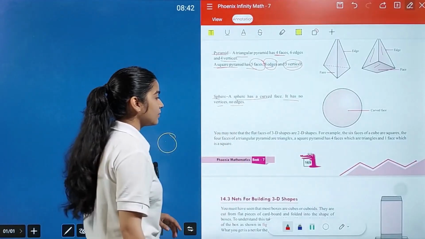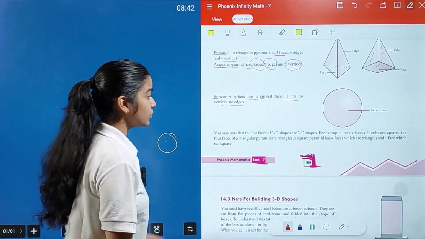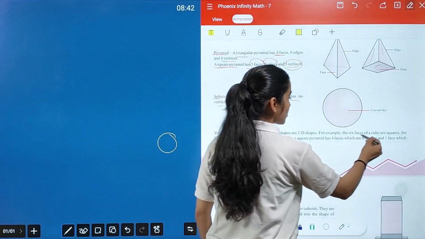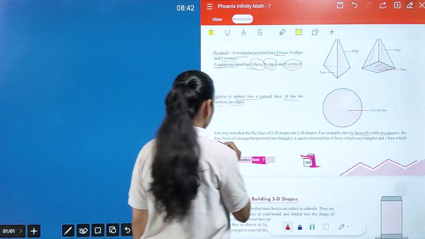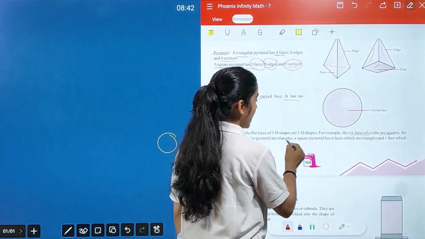You may know that the flat faces of 3D shapes are 2D shapes. For example, the 6 faces of a cube are squares. The 4 faces of a triangular pyramid are triangles.